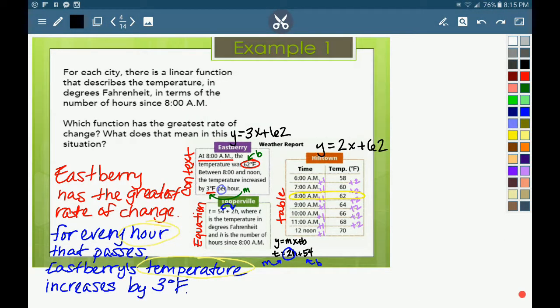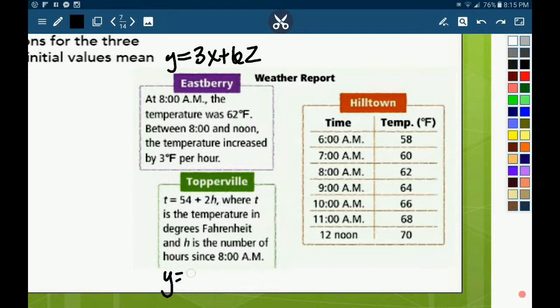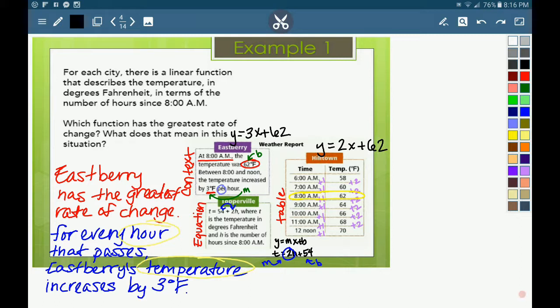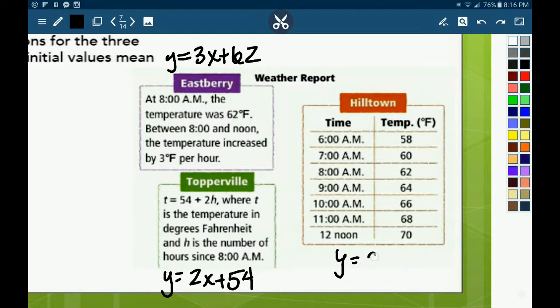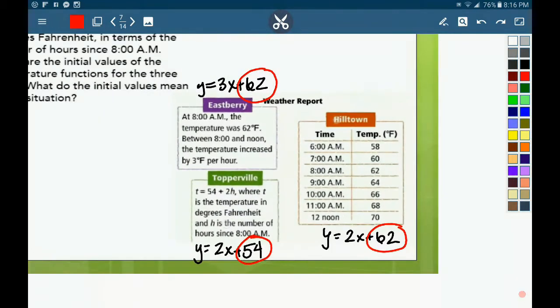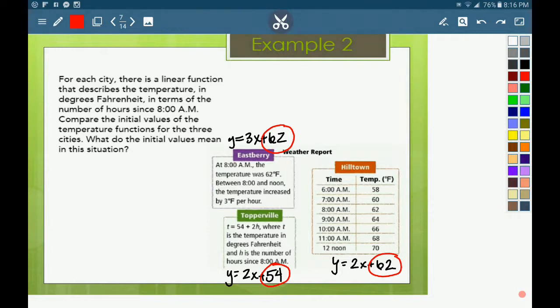We had, let's see, Topperville was, instead of t and h, I'm going to write x and y. So y equals 2x plus 54. And then for Hilltown, we had y equals 2x plus 62. Okay, so now this time around, we're just comparing the initial values, or the y-intercepts. And once we make our comparison, we just have to say what that means, explain what it means in context.